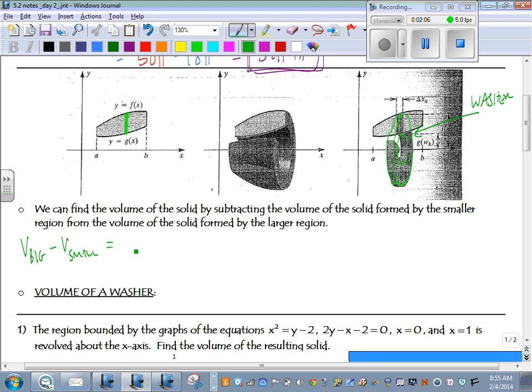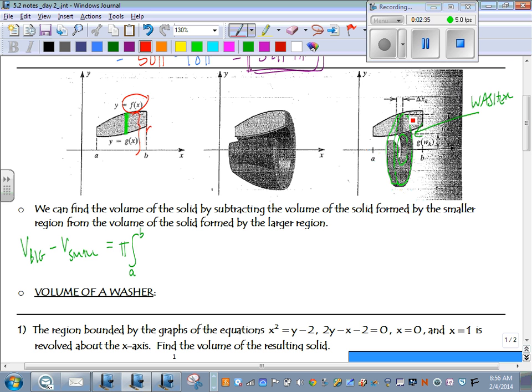Well, the volume of the big one, we'd have the definite integral from a to b. We're doing pi, which can go on the outside or inside, times the radius squared times the height. Well, we know the height's going to be dx, right? That's always dx or dy for the problems that we're doing. The radius for the big one would be f of x, right? That's the function that's furthest away from the axis of revolution.